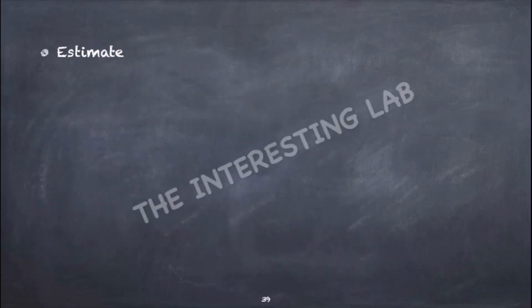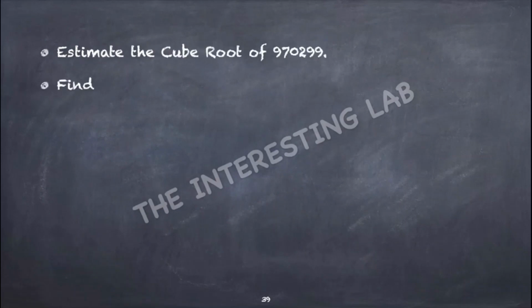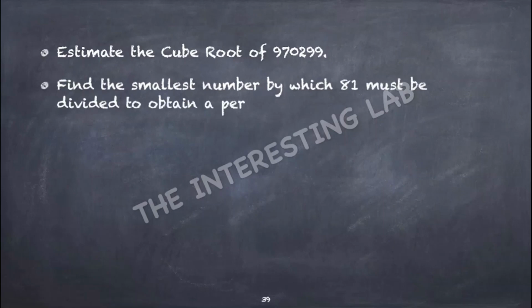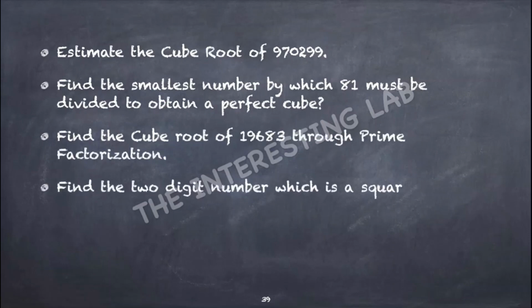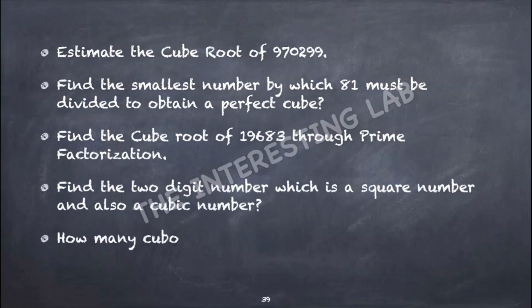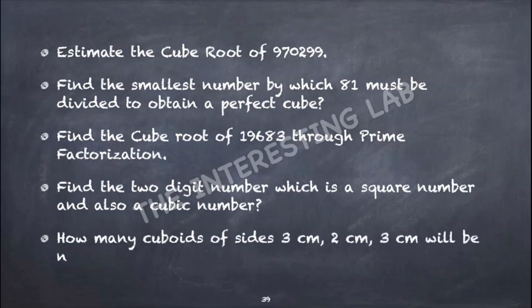Estimate the cube root of 970299. Find the smallest number by which 81 must be divided to obtain a perfect cube. Find the cube root of 19,683 through prime factorization. Find the two-digit number which is a square number and also a cubic number. How many cuboids of sides 3 cm, 2 cm, 3 cm will be needed to form a cube?